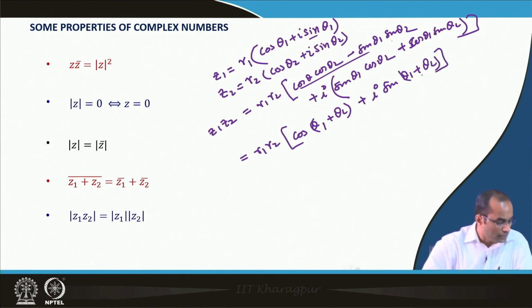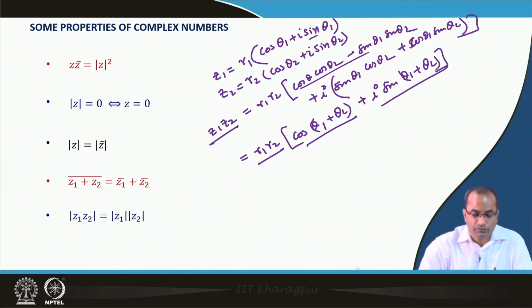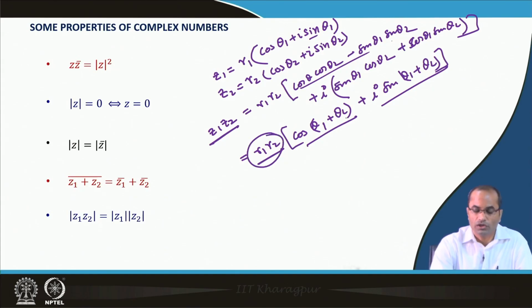So what do we get out of it? We have the relation that z 1 z 2 is equal to r 1 r 2 times cos of theta 1 plus theta 2, plus i times sin of theta 1 plus theta 2. Now, this z 1 z 2 is another complex number, which is again in the form r cos theta plus i sin theta. So we can easily see now that the absolute value, the modulus of z 1 z 2, is going to be just r 1 r 2, because this is the modulus part.